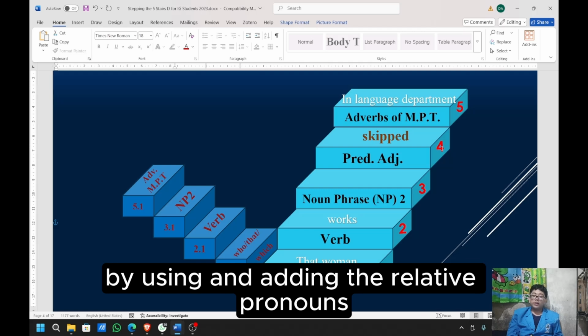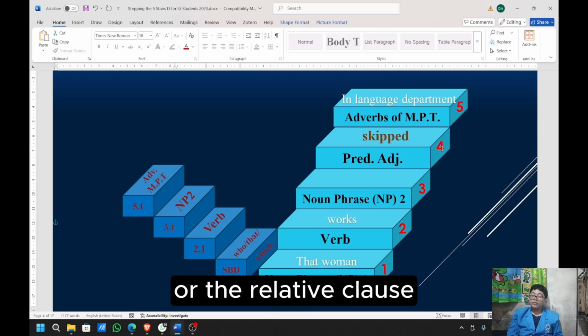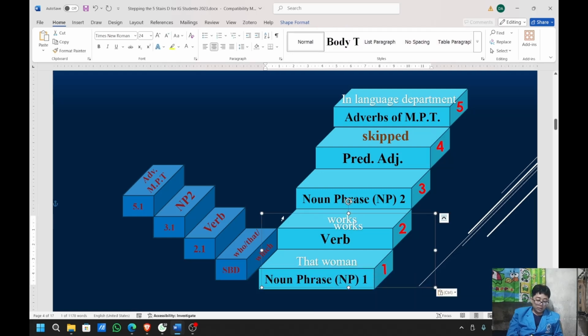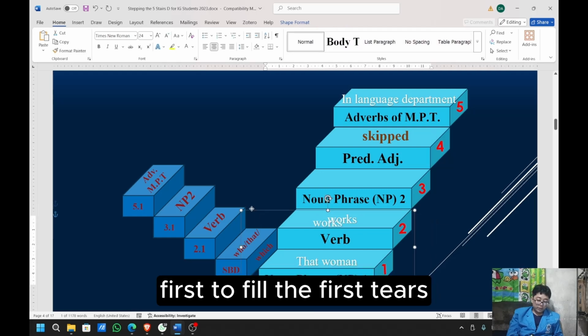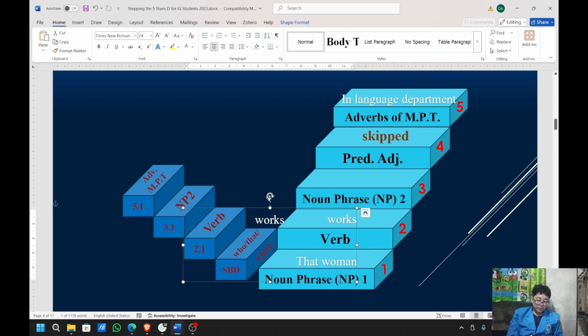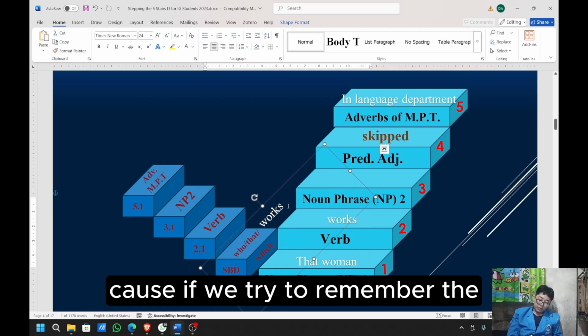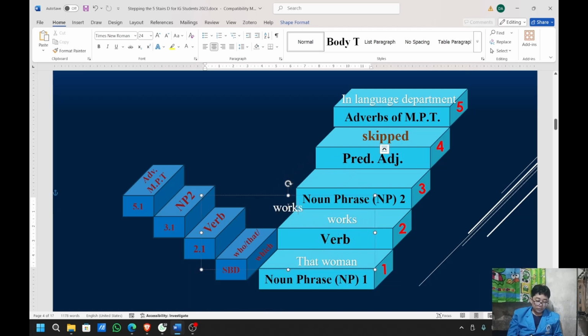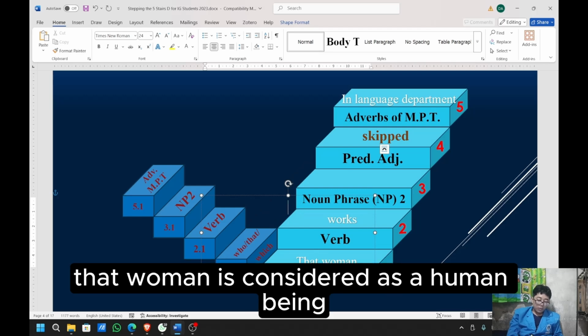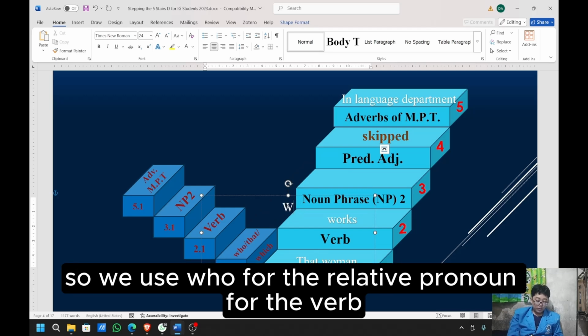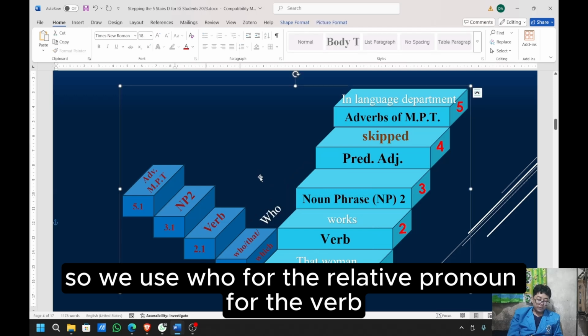Now, because we are constructing a sentence using stepping the five stairs D, we have to add additional information by adding the relative pronouns or the relative clause. First, to fill the first stairs, we are going to use who. Why who? Because if we try to remember the concept again, that woman is considered a human being, so we use who for the relative pronoun.